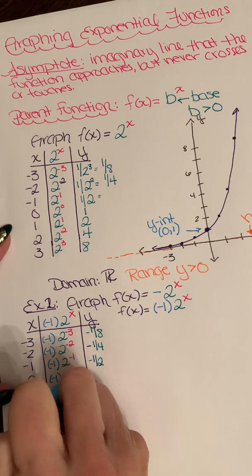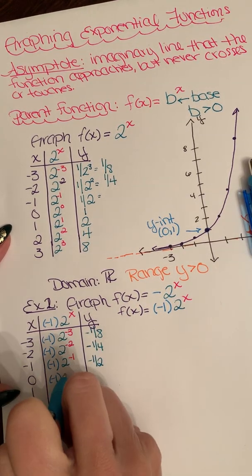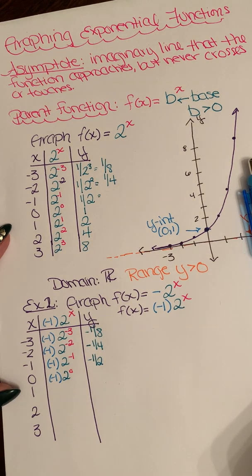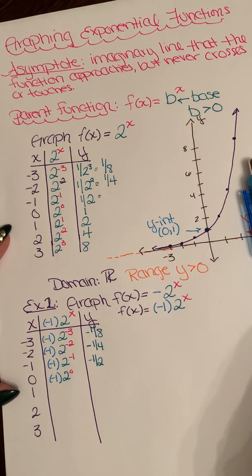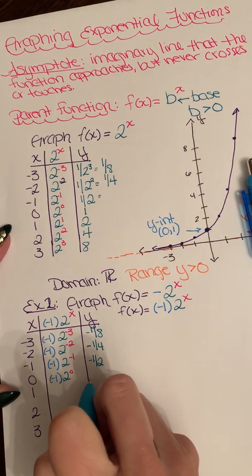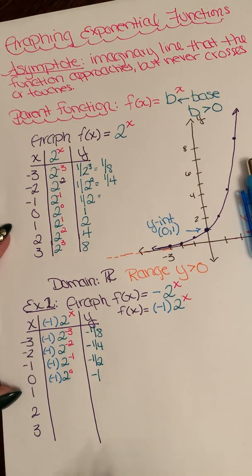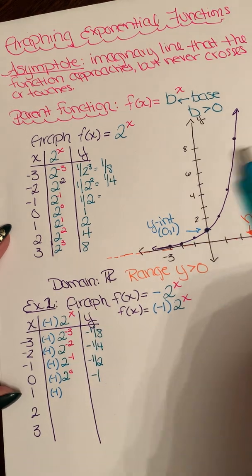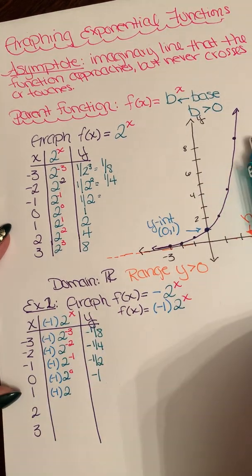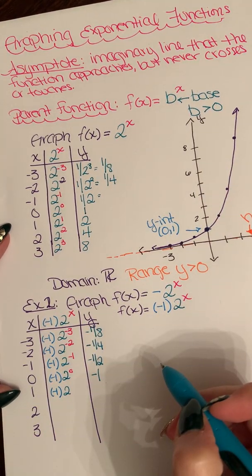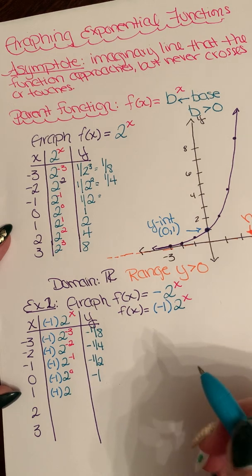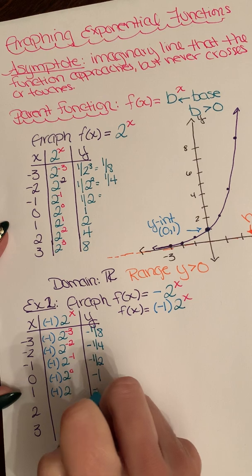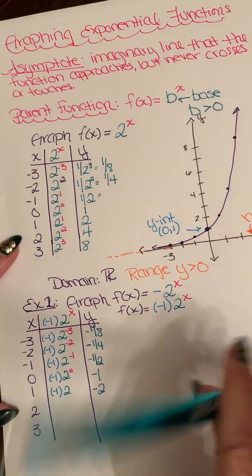Then we have -1 times 2 to the 0. 2 to the 0 is 1. 1 times -1 is -1. Okay, so then we have -1 times 2 to the 1st. 2 to the 1st is 2. Sorry, I almost said 1. 2 to the 1st is 2. 2 times -1 is -2.